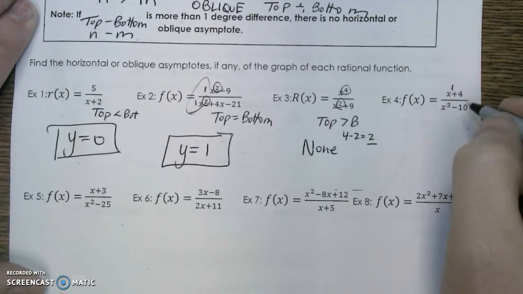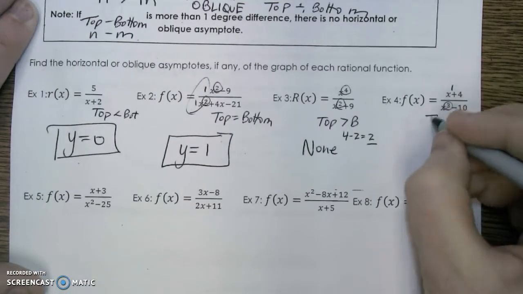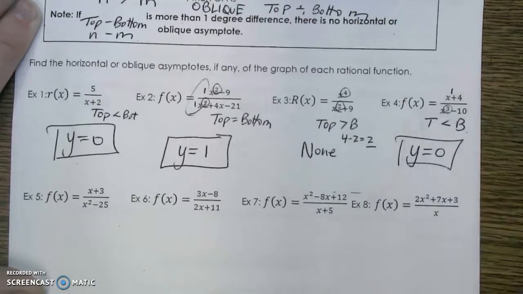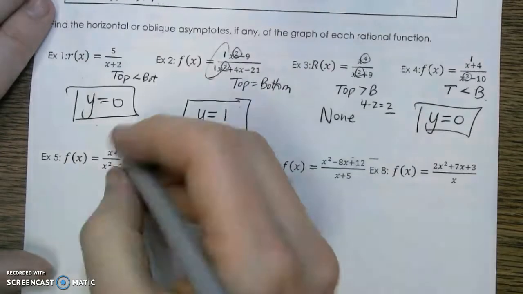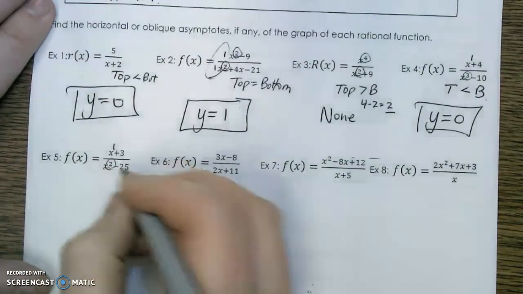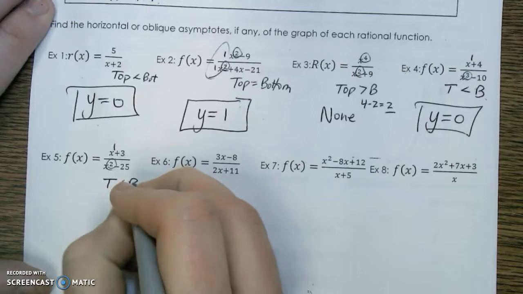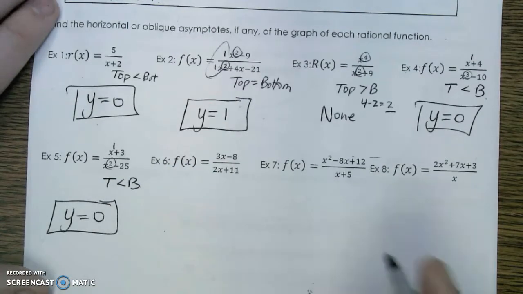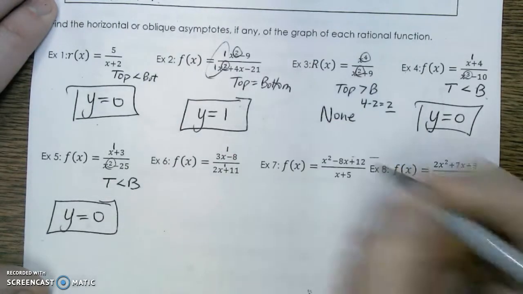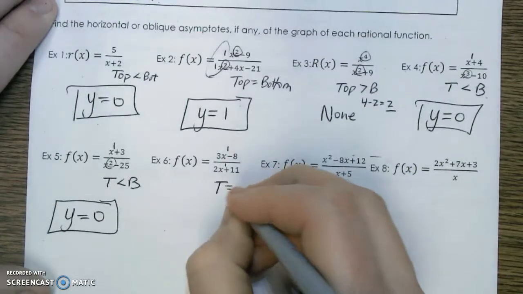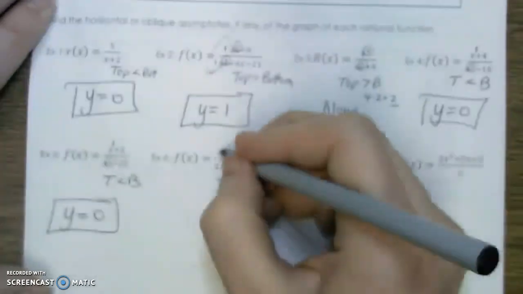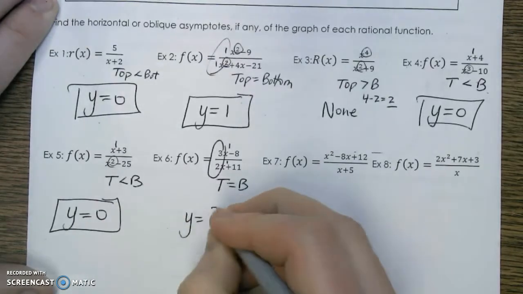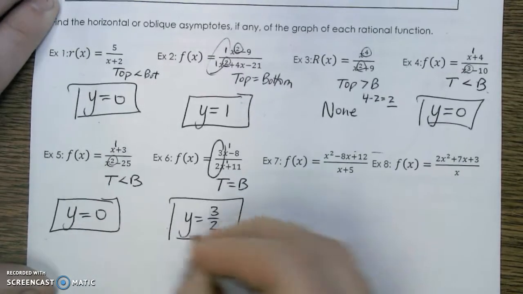Here my top degree is 1, my bottom degree is 3, so the top is smaller than the bottom, and that means I've got a horizontal asymptote at 0. Here the top degree is 1, the bottom degree is 2. Again, the top is smaller than the bottom, so we've got a horizontal asymptote at 0. Here the top degree is 1, the bottom degree is 1. They are the same. Top equals the bottom. So that means it's the leading coefficients in front of those largest x values. So we've got y equals 3 over 2 as our horizontal asymptote.